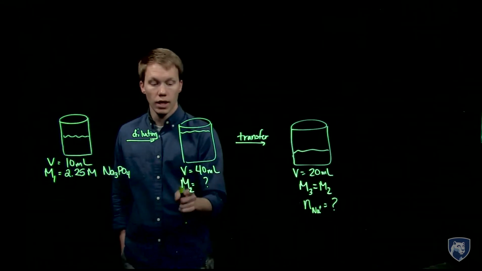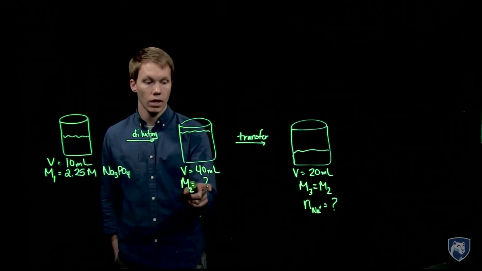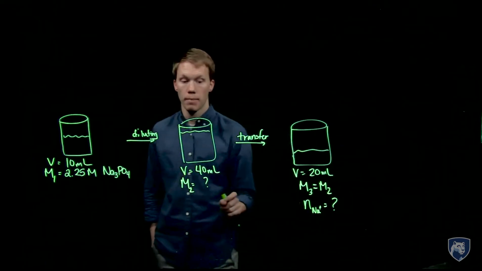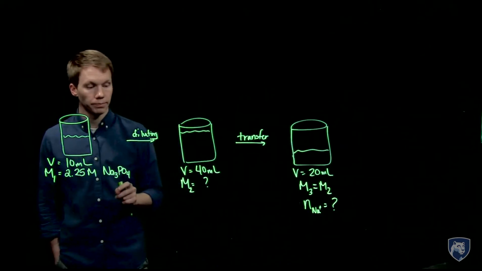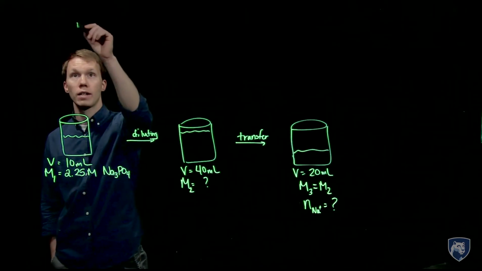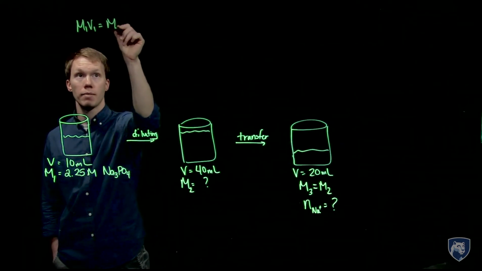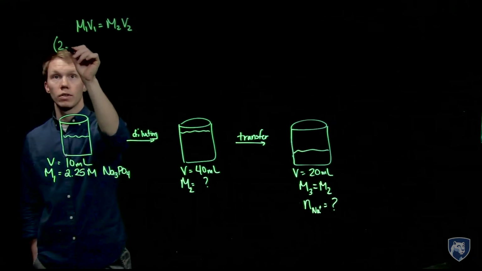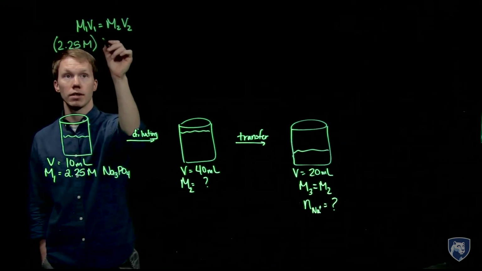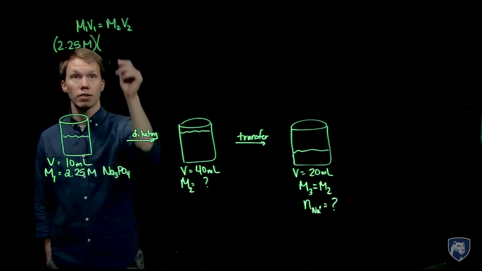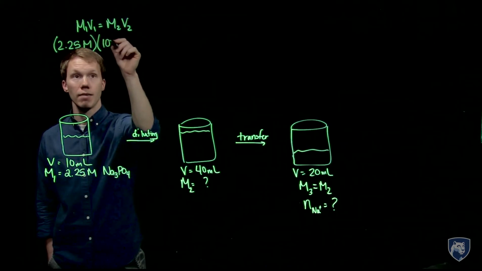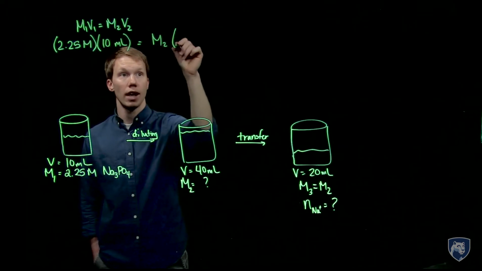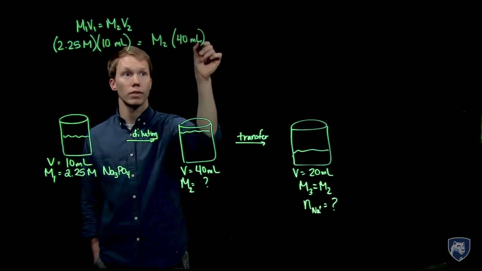First, we need to know the concentration here. And using that, we can find the number of moles in this 20 ml sample of the diluted solution. So I would use the M1 V1 equals M2 V2 to solve for the concentration after dilution. So 2.25 molar is this concentration of my sodium phosphate. The volume is 10 milliliters. My final concentration is unknown, and my final volume is 40 mL.